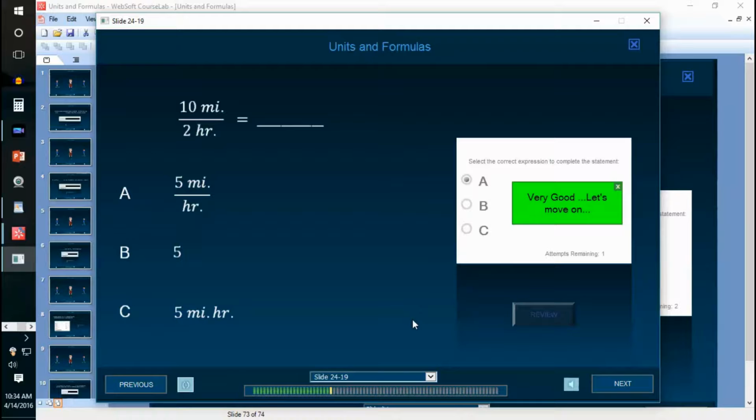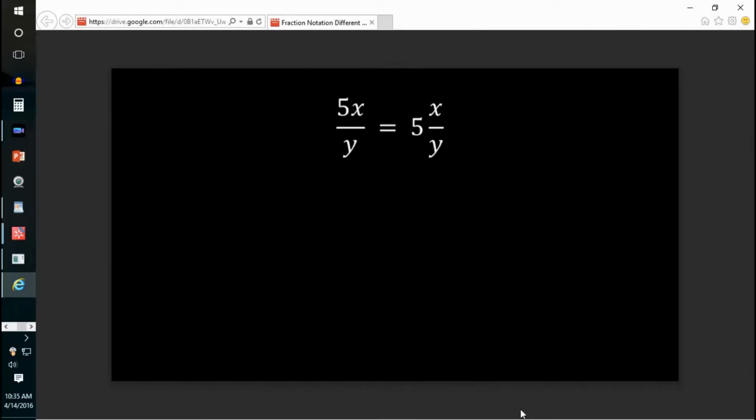Very nice. Your answer choice is A, 5 miles per hour. Just as we say 5x over y can be rewritten as 5 times x over y, we can rewrite 5 miles per or over an hour as 5 miles per hour.